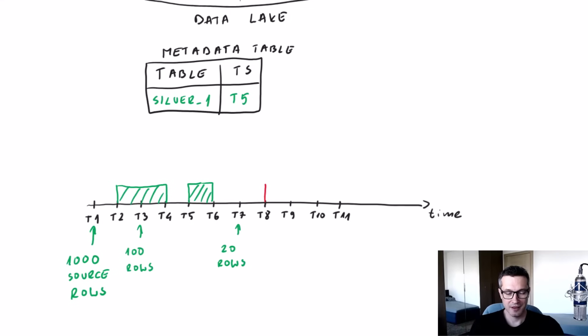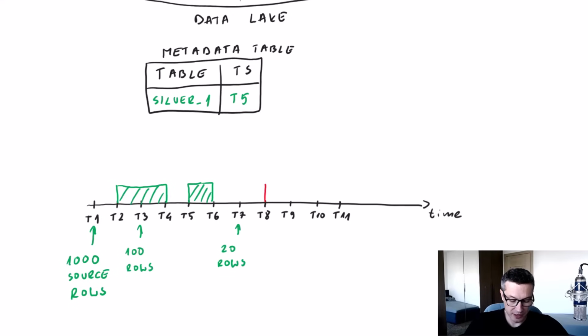So, processing starts at T8. Again, the same steps. Process goes to that metadata table, reads the last start time of the last successful processing, T5, and it reads from the source only newer rows, which simply in our case means those 20 rows. It starts to process them, but it fails. Something is bad.